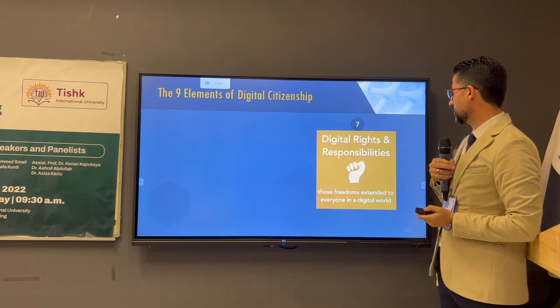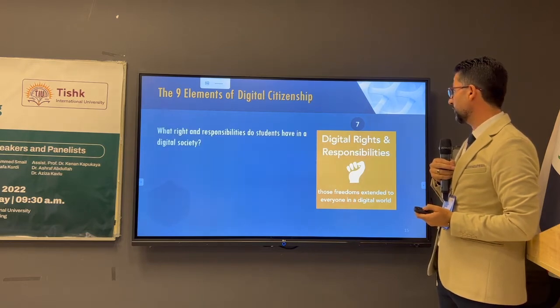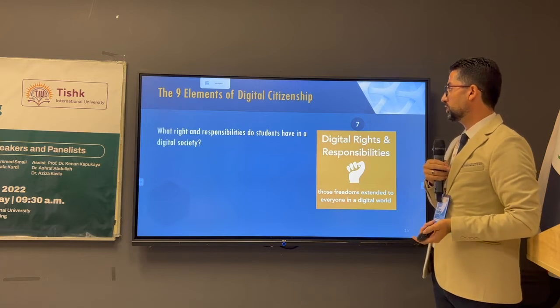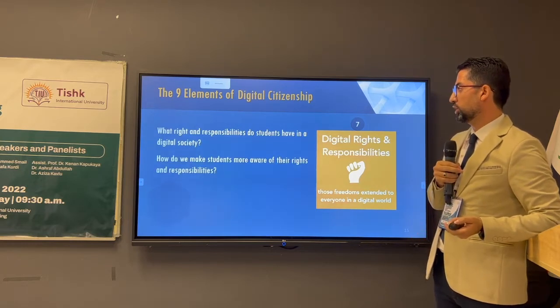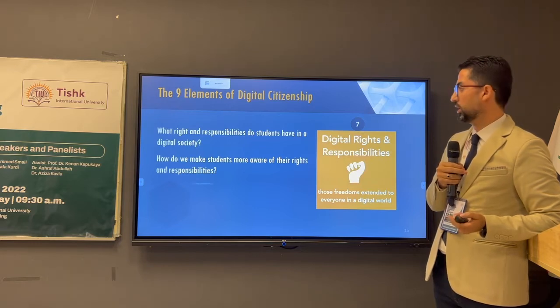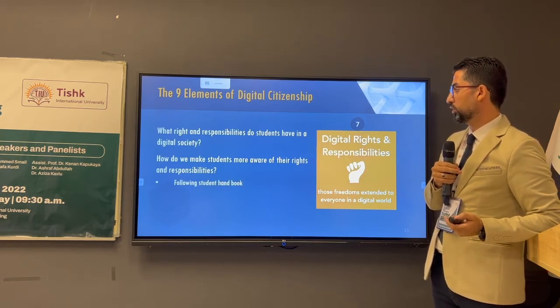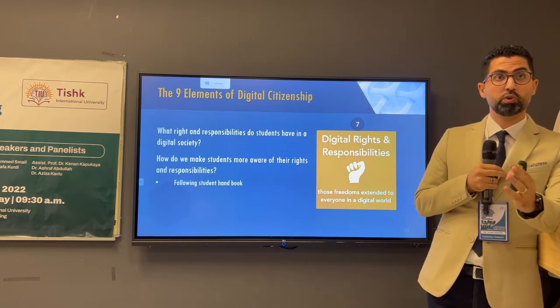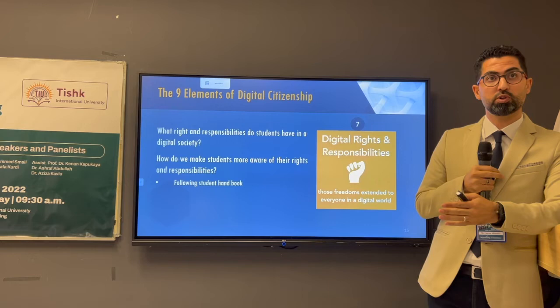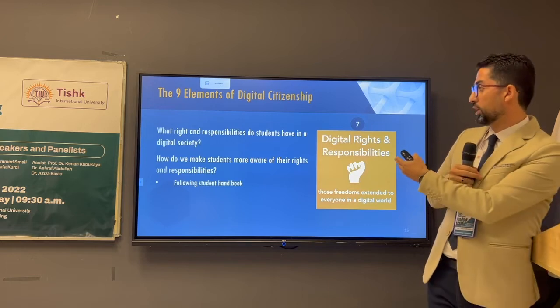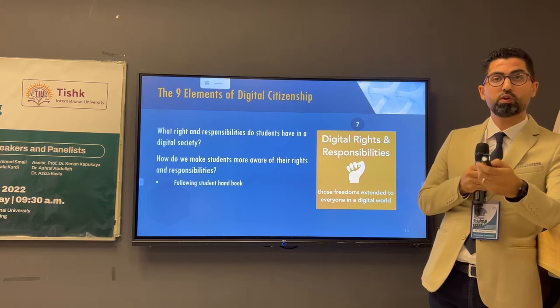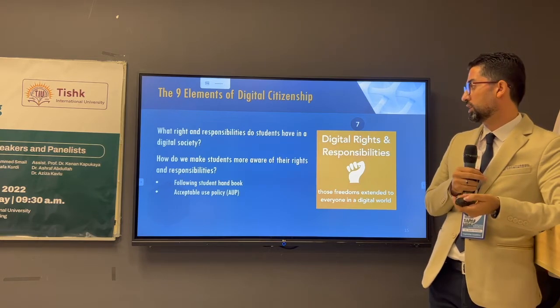Digital rights and responsibilities: those freedoms extended to everyone in digital media. What rights and responsibilities do students have in the digital society? How do you make students aware of their rights and responsibilities? For example, following the students' handbook. So how do we teach the students what their rights are and what their responsibilities are? Having the students follow the handbook or read the handbook is important.